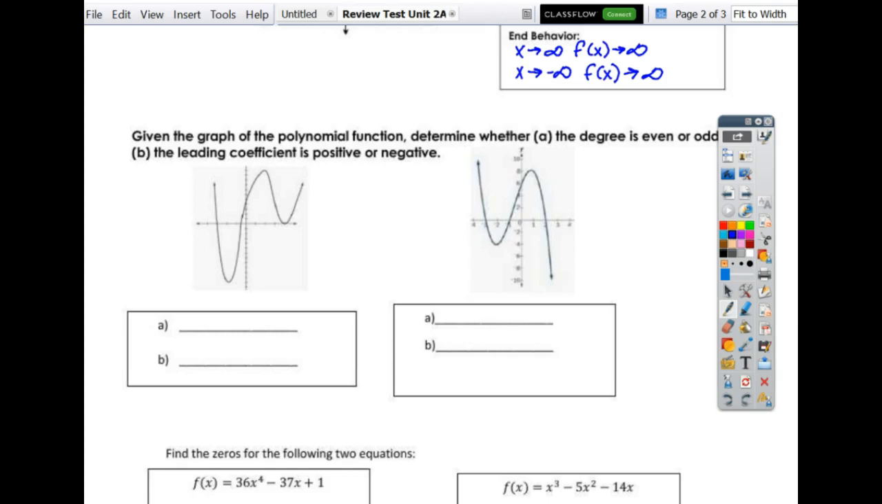Given the graph of the polynomial function, determine whether the degree is even or odd and if the leading coefficient is positive or negative. Since this is up and up, that would make this even. And since they're up and up, it would also be positive. The end behavior for this one is up and down, which would be odd. And the leading coefficient would be negative.